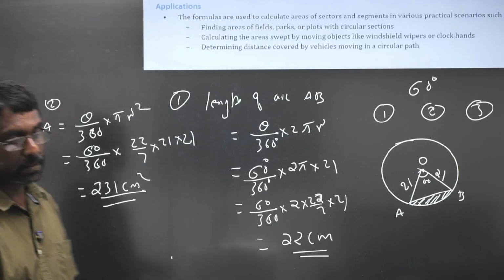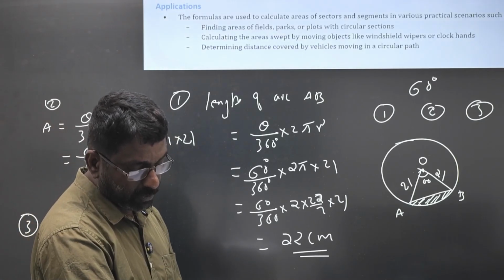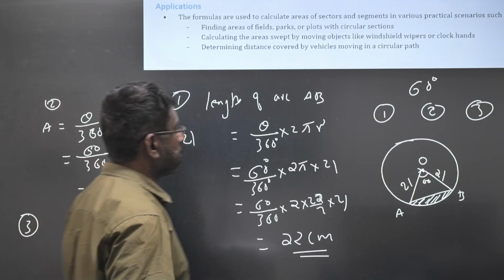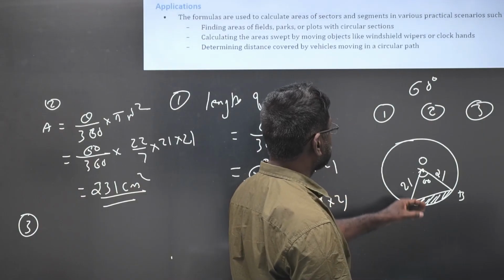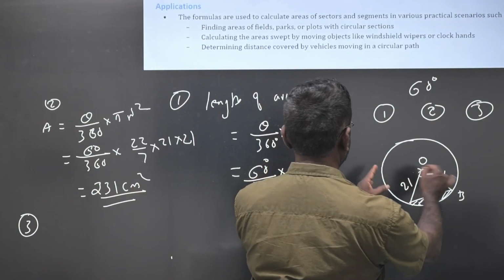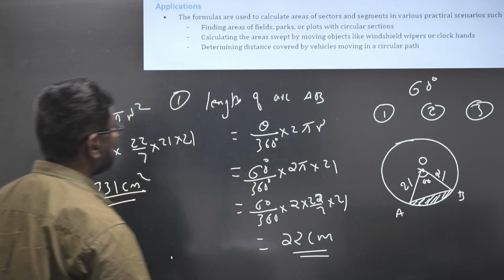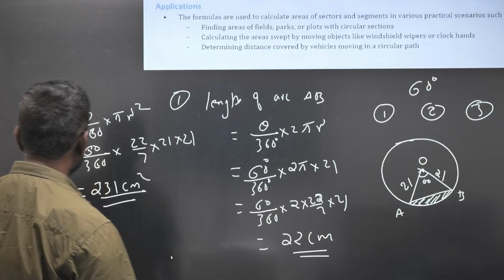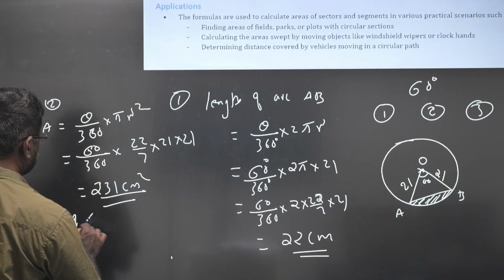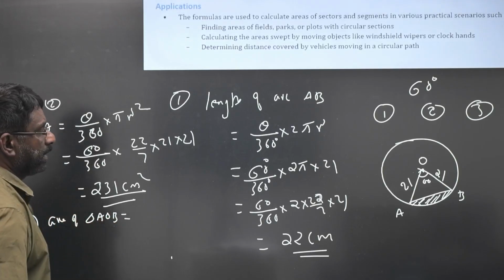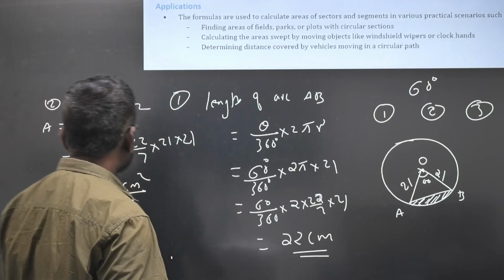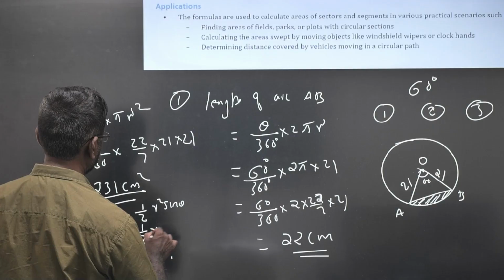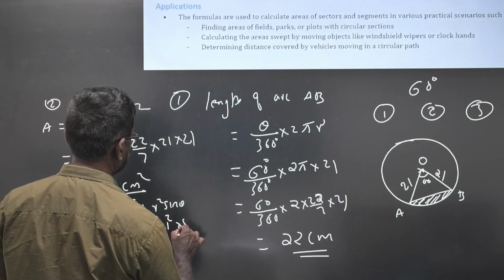What is the third part? Area of the segment formed by the corresponding chord. You have to subtract the area of this triangle from the area of this sector. For the third part, at first you find out the area of triangle AOB. Area of triangle AOB is equal to half r square sine theta. That is half into 21 square into sine 60.